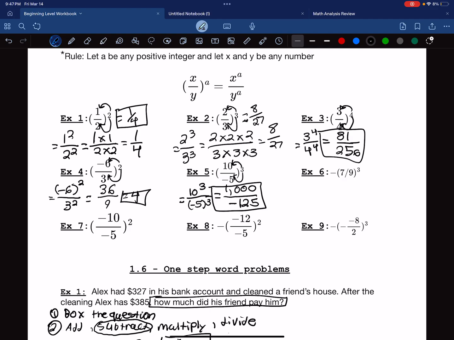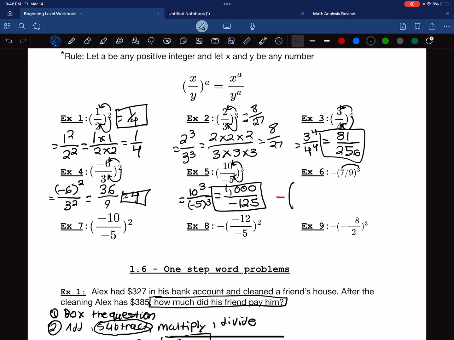Looking at example 6, this notation is a little bit different than the other ones, but this is a fraction. This is saying 7 divided by 9 cubed. And one thing to keep in mind is that this negative sign is on the outside of this fraction. So we're not going to include this negative sign within the fraction. This negative sign is just going to be floating outside the fraction. I'm going to mark that red so we don't lose that negative. And then we're going to do the work within the fraction.